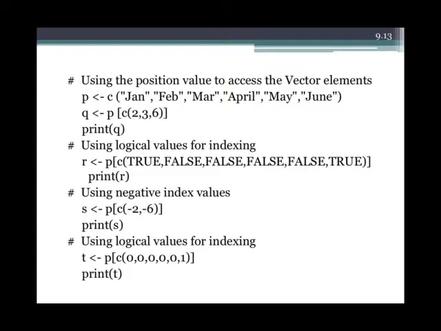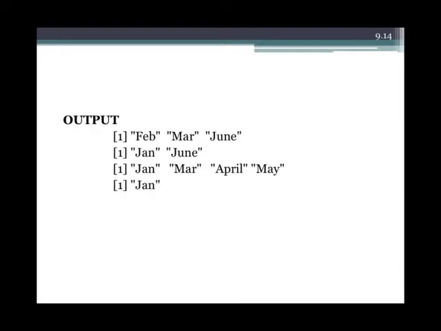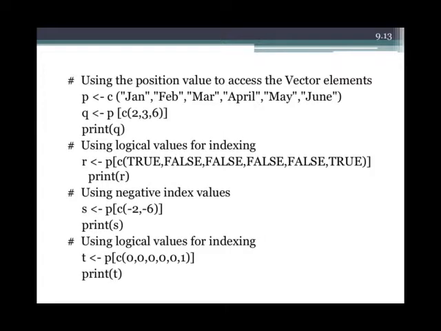In the third, we have taken negative indexes, -2, -6. So it's going to omit the second value and the sixth value. So we will not get February and June. So we get January, March, April and May, but there's no February or June.